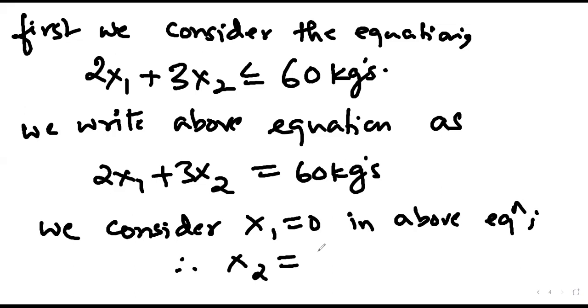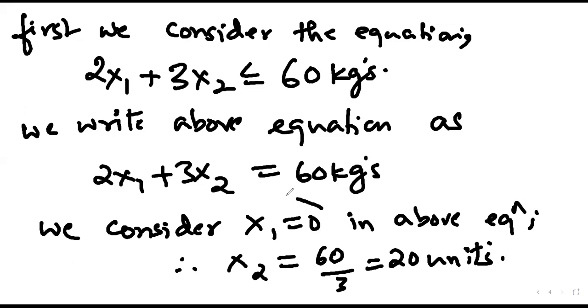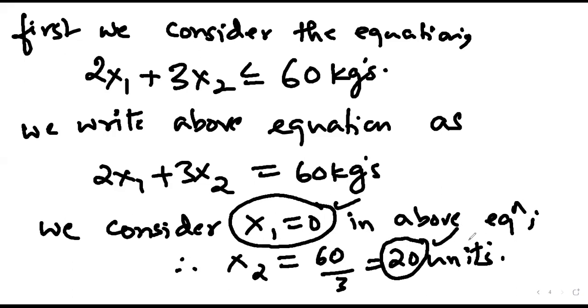Twenty. 20 units. Okay, so there is a meaning for this. It means that no product A is being manufactured. They are seeing what is the maximum product B that can be manufactured.